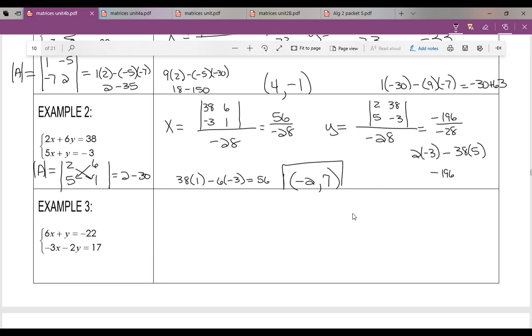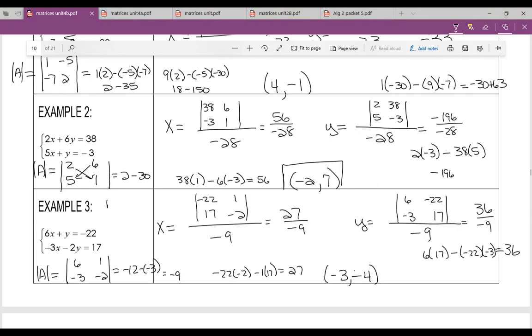All right, so I'm going to pause, and you get to do number 3. I will tell you that there is a solution. You do not get lucky. You do not get a denominator of 0. Negative 3, negative 4.